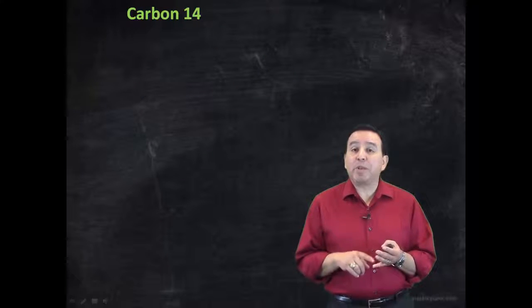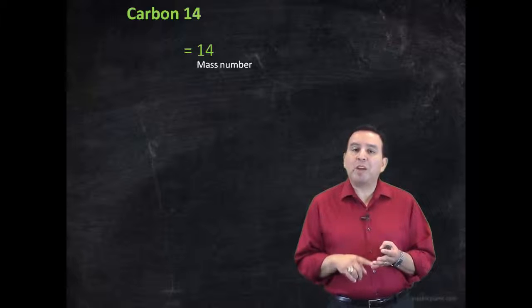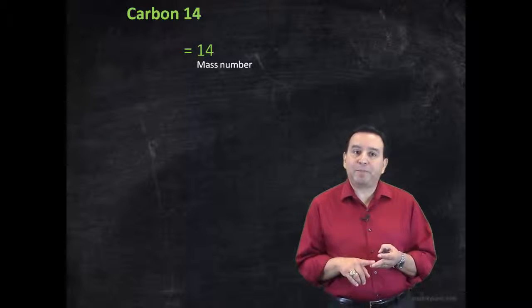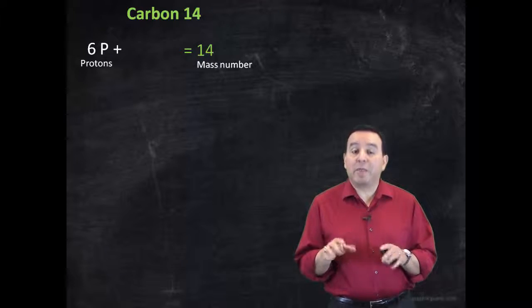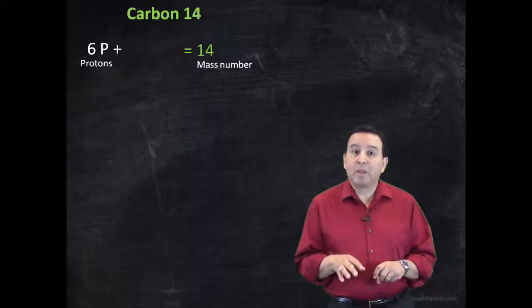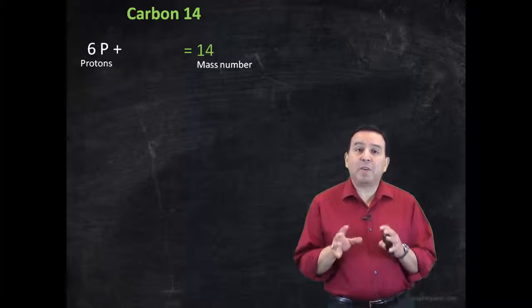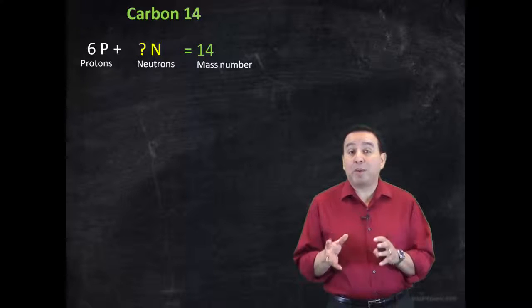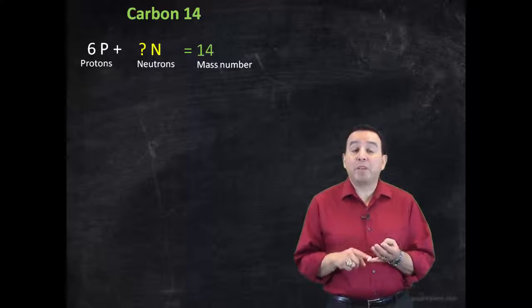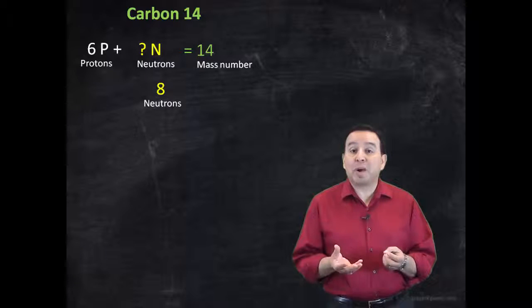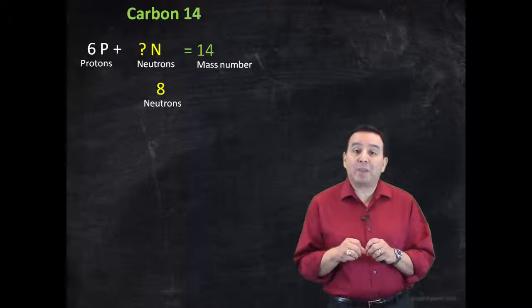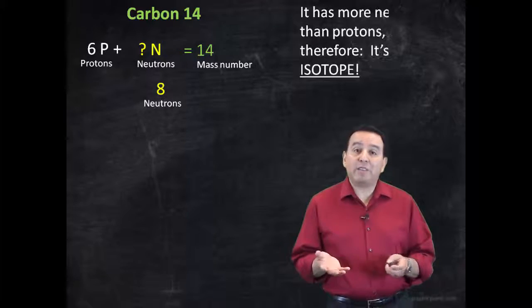We know the mass number is 14. That means protons plus neutrons equals 14. We also know that carbon, according to its atomic number, has 6 protons. That part never changes. So what's the count in the nucleus if carbon is written in the form carbon-14? Well, carbon-14 would equal 6 protons and 8 neutrons. So it has extra neutrons in the center of the atom. This is why it's called an isotope.